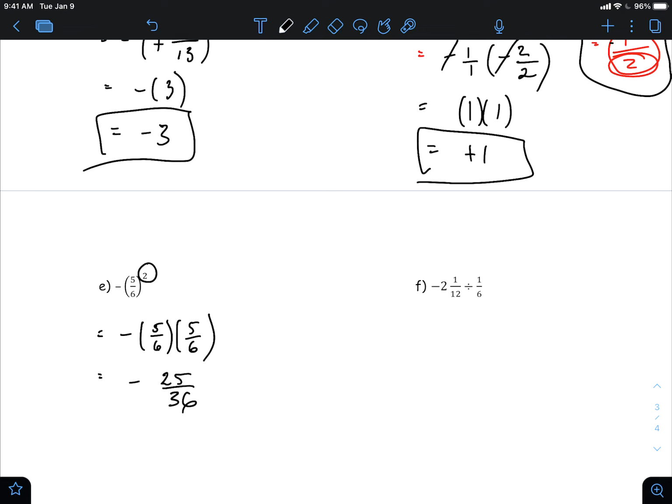You can't divide them both by 2. 3 doesn't go into 25. 4 doesn't go into 25. 5 will, but 5 won't go into 36. 6 skips over 25. 7 going into 25? I don't think so. 8? No. 9? No. 10? I don't think it's reducible. Does anybody disagree with me?